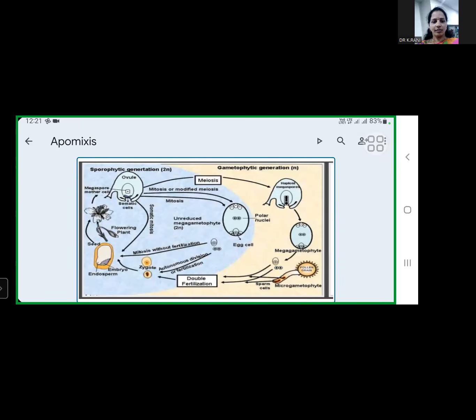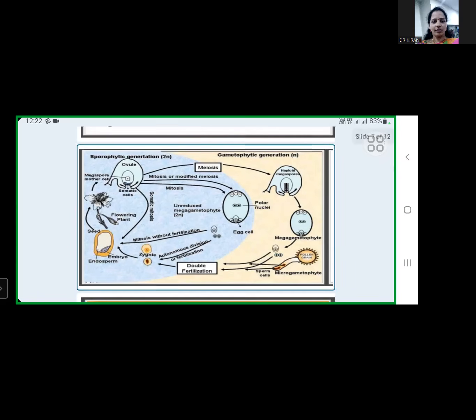In the sporophytic generation, the megaspore mother cell and somatic cells are produced. The ovule undergoes meiosis and forms haploid megaspores, giving the megagametophyte. The microgametophyte and megagametophyte fuse, undergoing double fertilization and forming a zygote. The zygote produces the embryo, the embryo becomes a seed, the seed becomes a plant, and the plant again produces megaspore mother cells and somatic cells. So this is alternation of generations.